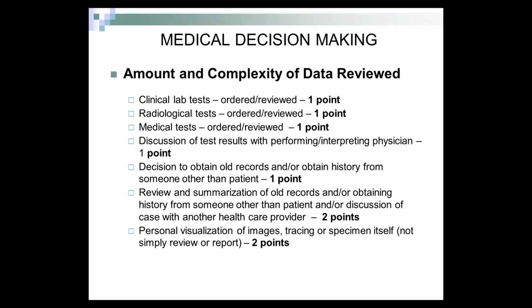The amount of complexity in data reviewed, again, the maximum that they need to reach is a level of 4 points. Clinical lab tests, which are ordered or reviewed, are worth 1 point. Radiological tests, which are ordered or reviewed, are worth 1 point. Medical tests ordered or reviewed are worth 1 point. Discussion of test results with a performing or interpreting physician is worth 1 point. Decision to obtain old records and/or obtain history from someone other than the patient is worth 1 point.